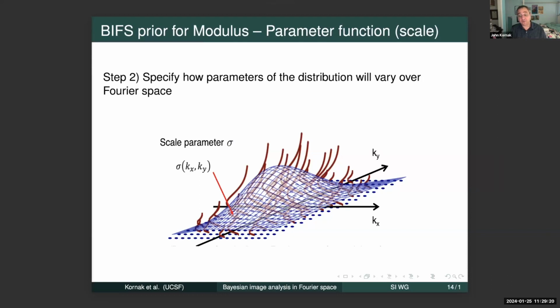We have to do the same for every parameter in the distribution. If you're working with location and scale, it usually makes sense to make the scale be proportional to the location. Sometimes it even makes sense, well, most of the time, for it to be equal.